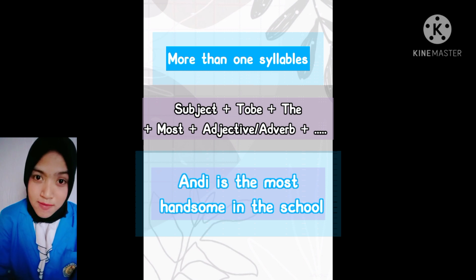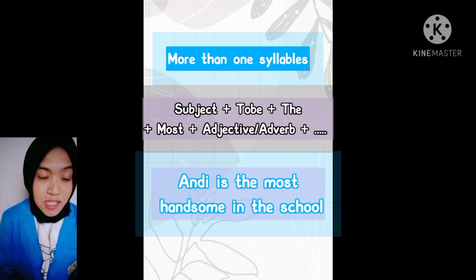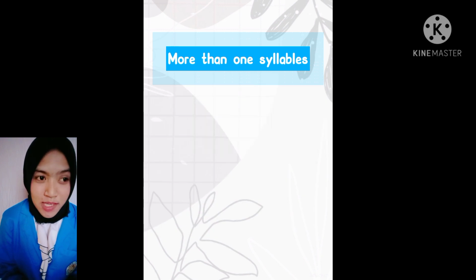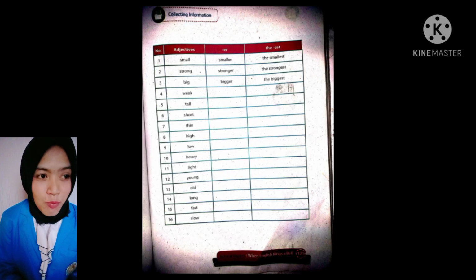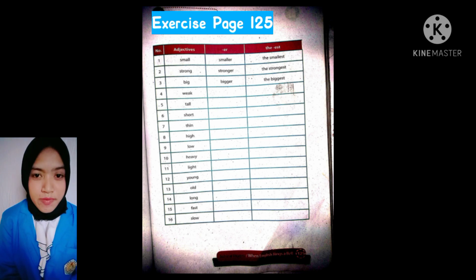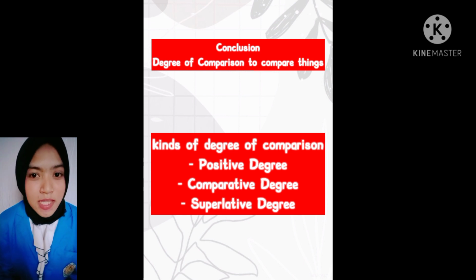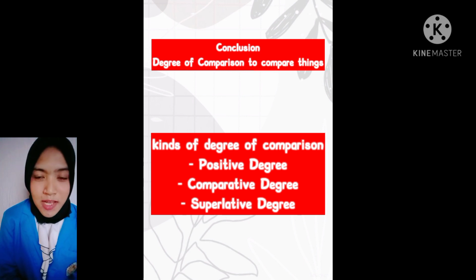I think that's all, and I will make exercise for you, and you will see on the table. Okay, I will make it, and don't forget to see in the column or table, and I will share it to you. Okay, I think that's all from my explanation. So comparative degree is to compare anything. There are 3 kinds of comparative degree.